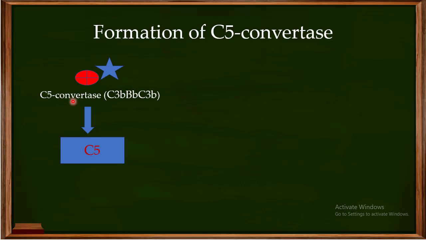And when you get this C5 convertase, as we discussed in the last video, it is responsible for the breakdown of the C5 into the C5a and the C5b. So do not get confused by these two C3b. This C3b is the one that was spontaneously produced, and this C3b was the one that was made by the C3 convertase. So this whole complex is the C5 convertase, giving you C5a and C5b by the cleavage of the C5.